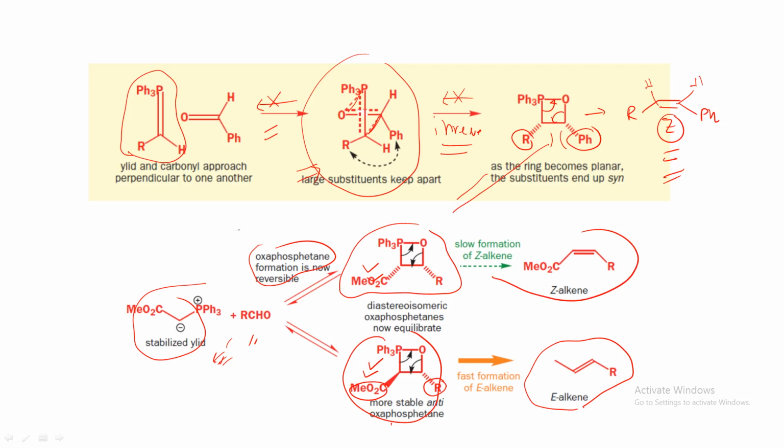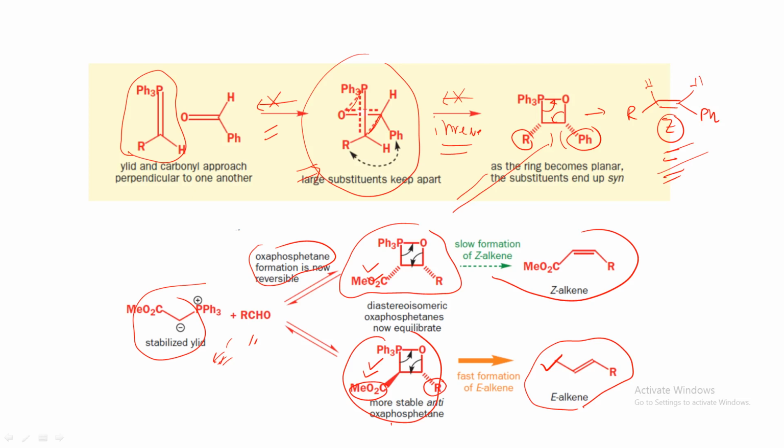The stability of the stabilized ylide makes this particular four-membered ring formation reaction reversible. That's why the thermodynamic control came, and the E alkene is generated. And for this case, as it is an irreversible process, reverting back is not possible. That's why only the Z alkene is formed. So this is a pretty selective reaction also.